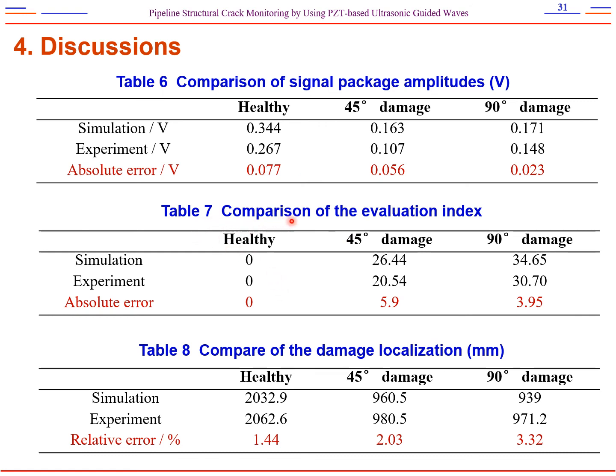Table 7 is a comparison of the evaluation index. We can find the absolute errors between these two values are also very small. And Table 8 is a comparison of the damage localization, and the relative error is small. So the proposed variable and damage detection algorithm are effective to evaluate the dimensions and locations of the cracks by using PZT-based guided waves.